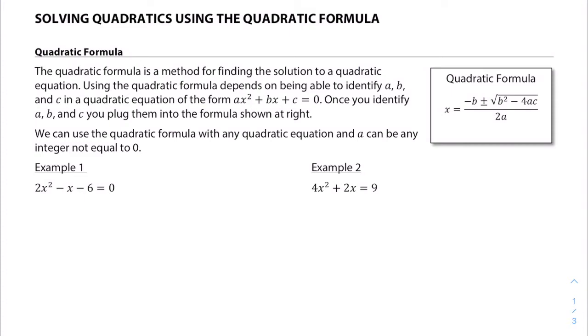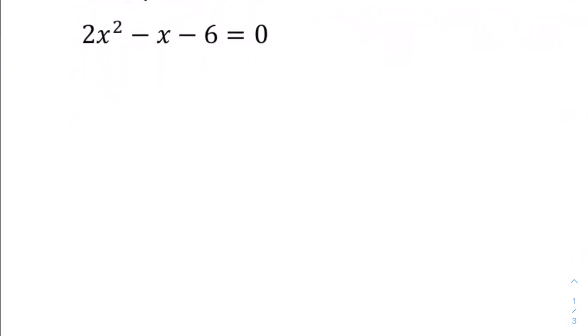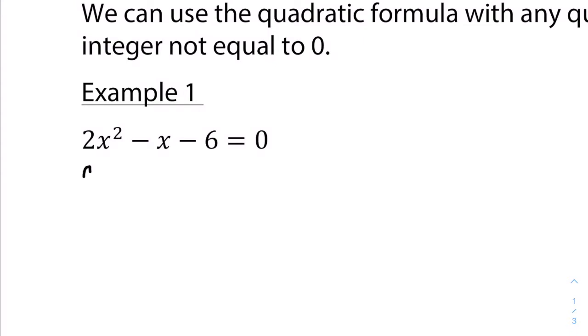All right, so the key to doing this is identifying your a, b, and c. If we just look at that first problem, I can identify a as equal to 2. And this one's a good example because there is no number right next to the x, but we know there's a number there. And we have a minus sign that indicates that that's a -1. And then c is a -6.